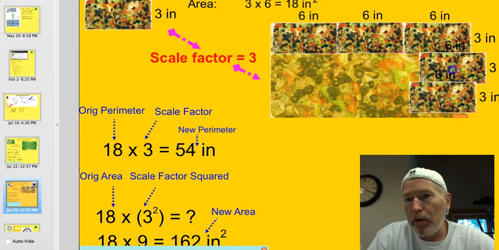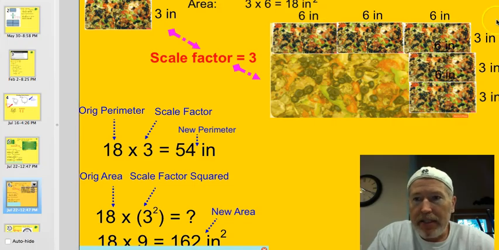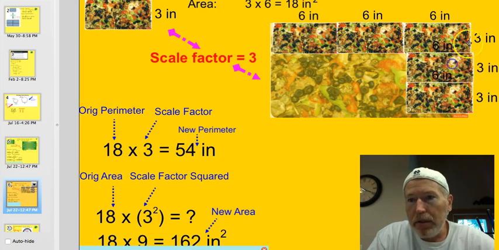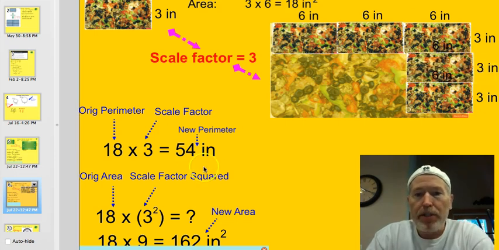And we could determine our perimeter there. So we're going to have 18 on this side, and we're going to have 9 on this side. And if we double those, add them all up, you'd have 54 inches as your new perimeter.